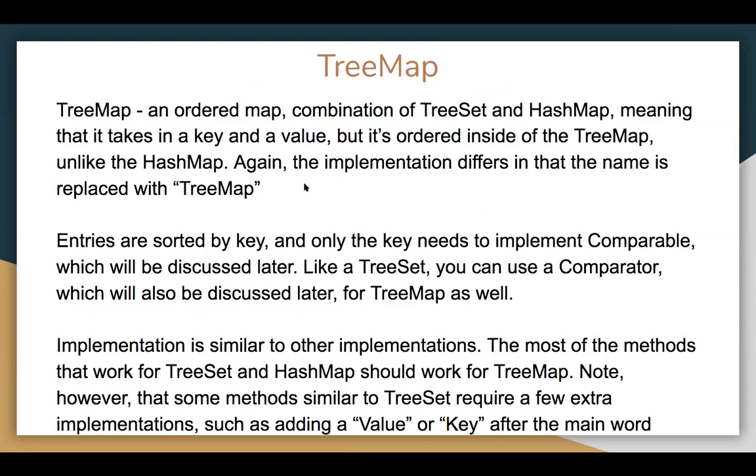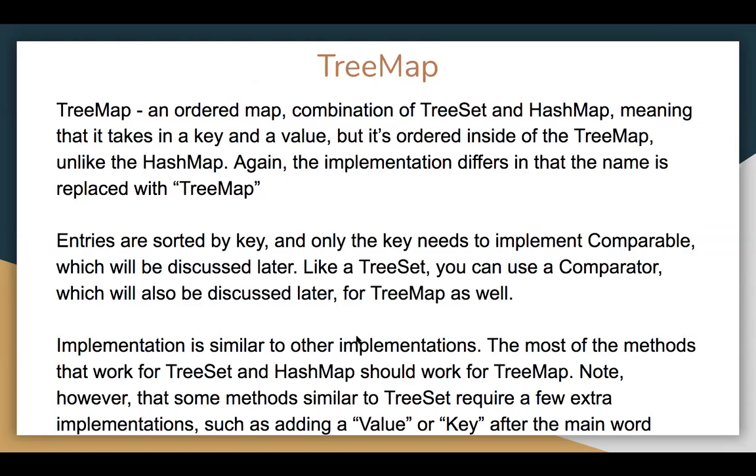TreeMap. Okay, TreeMap is an ordered map, a combination of TreeSet and HashMap, meaning that it takes in a key and a value, but it's ordered inside of the TreeMap, unlike the HashMap. Again, the implementation differs in that the name is replaced with TreeMap. Entries are sorted by key, and only the key needs to implement Comparable, which will be discussed later. And like a TreeSet, you can also use a Comparator, which will also be discussed later, for TreeMap as well.